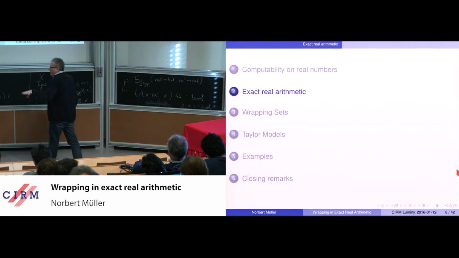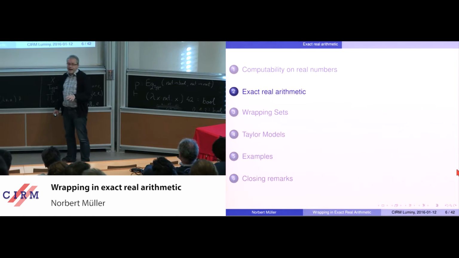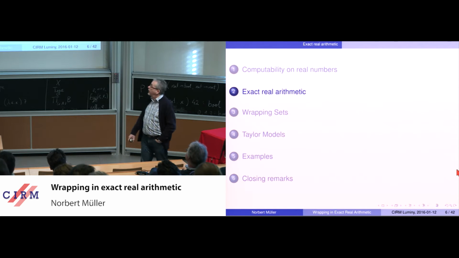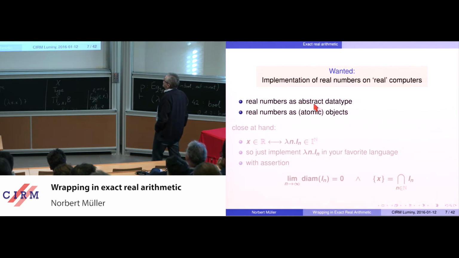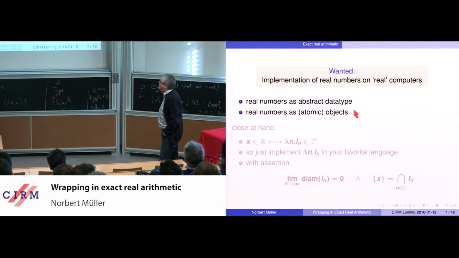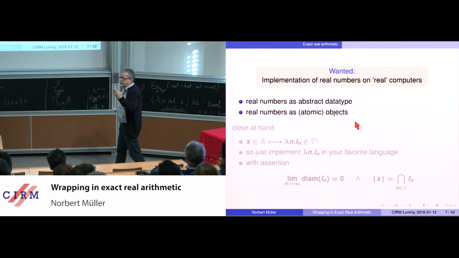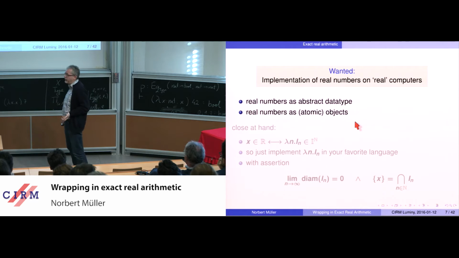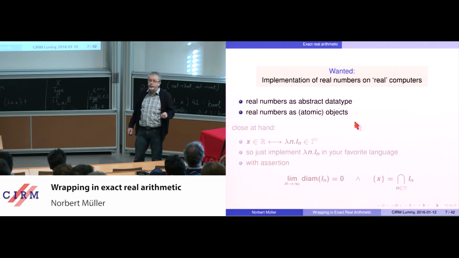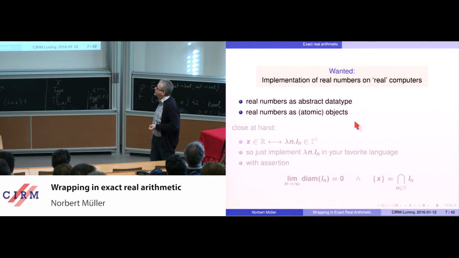Okay, this was the Oracle Turing machine level. We want to go to some real computation. So we need some implementation of real numbers on real computers. Again, we address humans, so the real numbers should be some abstract data type. We should not think of them as streams or something like this, but they are atomic objects. It's hard to look inside. We don't want to look inside.